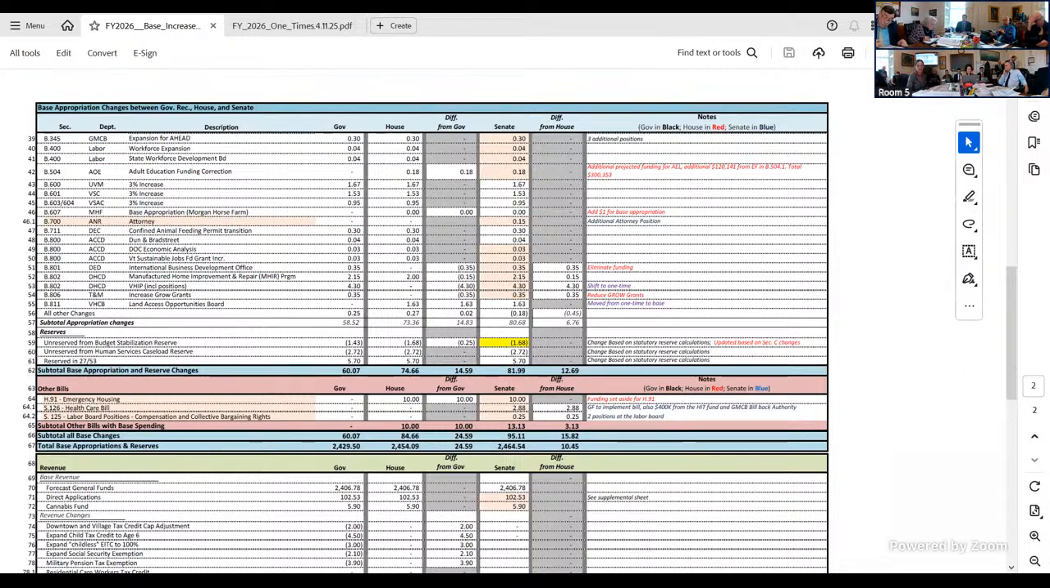Okay. Line 54, the GROW grants for the Department of Tourism and Marketing. The House removed the funding for those grants from the governor's budget. Can you check on that? I think what they did was reduce base from the year before. Got it, yeah, they reduced the increase to the GROW grants.